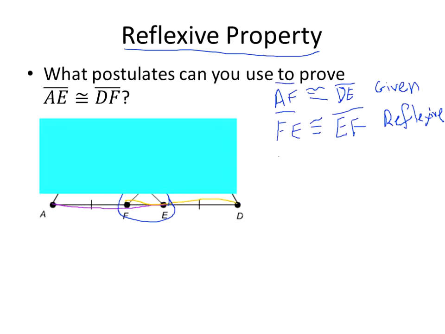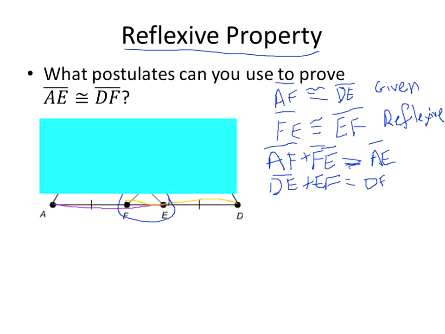So we can say that AF plus FE equals, oops, that's supposed to be equals, AE, and I know that DE plus EF equals DF, and there's a rule that we just learned, which is that line segment rule for both of those.